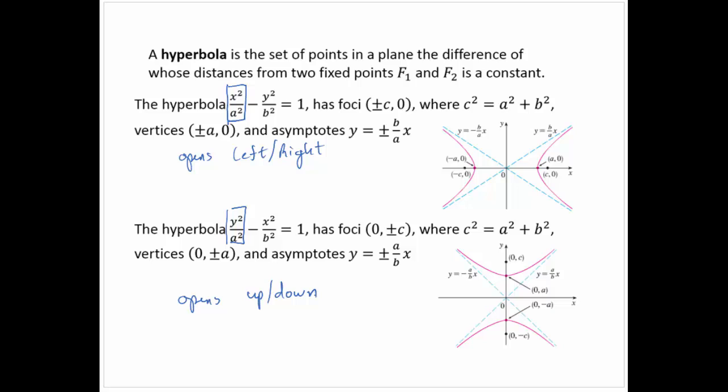But otherwise, pretty much the same. The foci, you find the c, where the c squared is a squared plus b squared. And the vertices, since it's opening up and down, are vertically moved from the origin, or from the center rather, than horizontally moved.